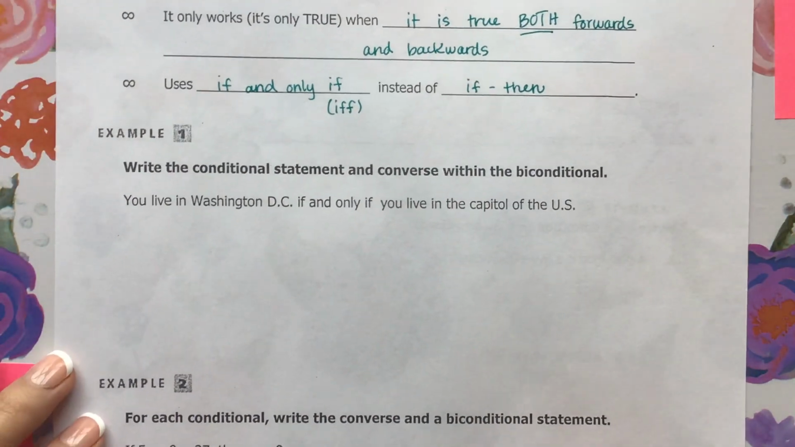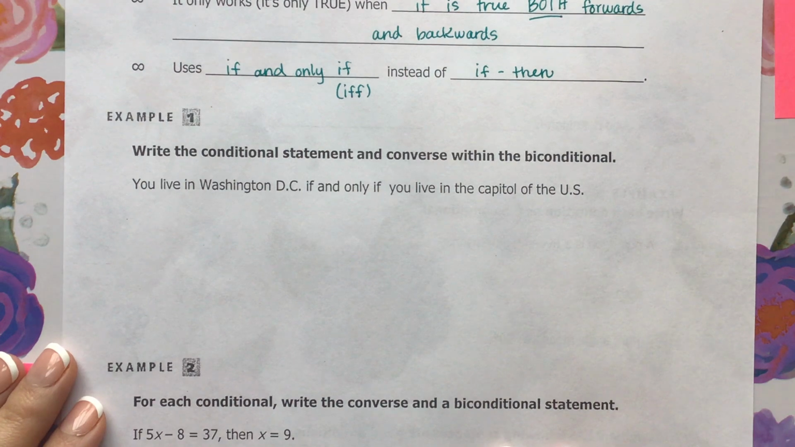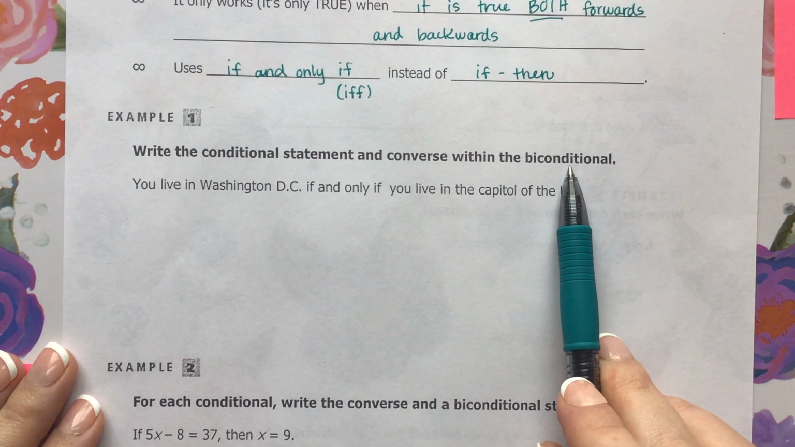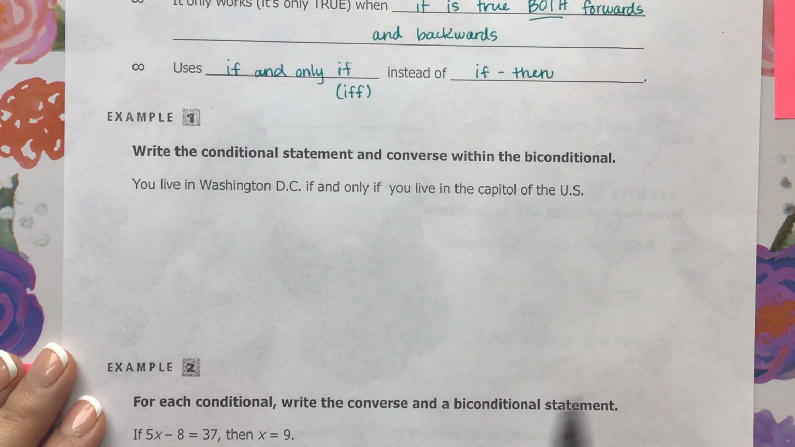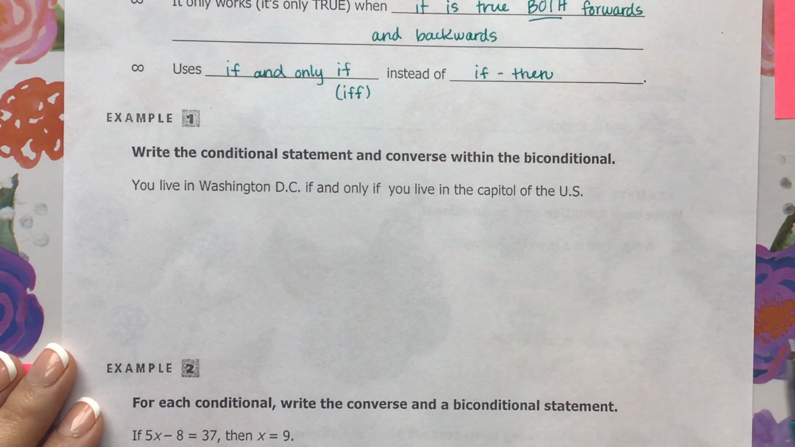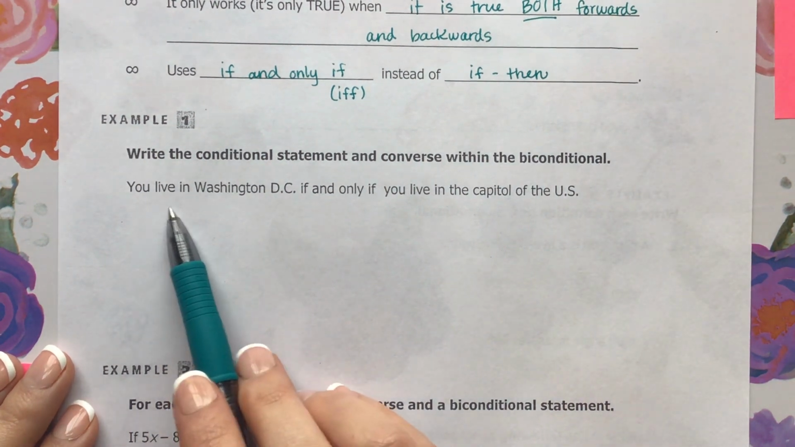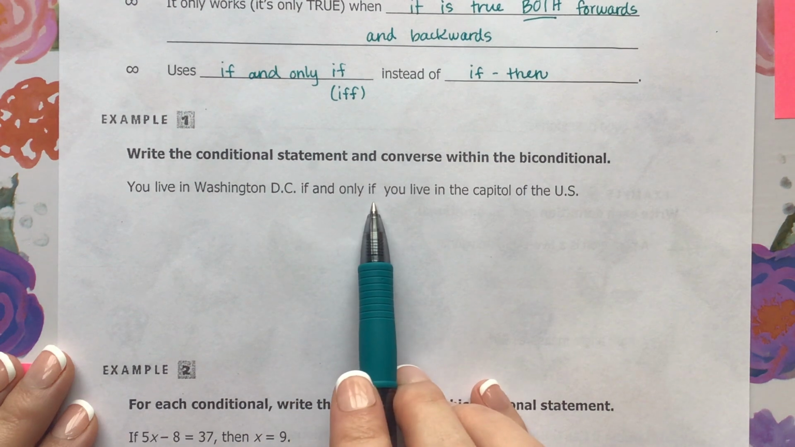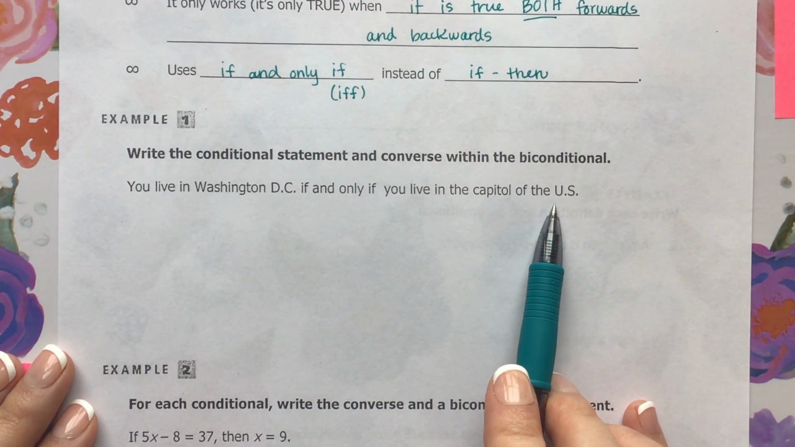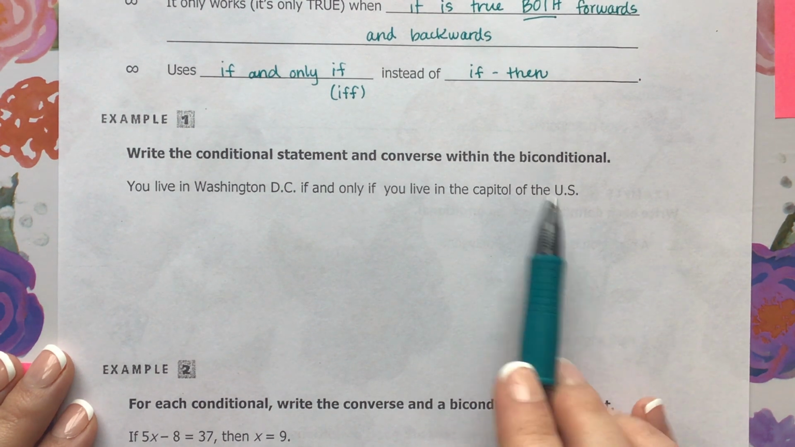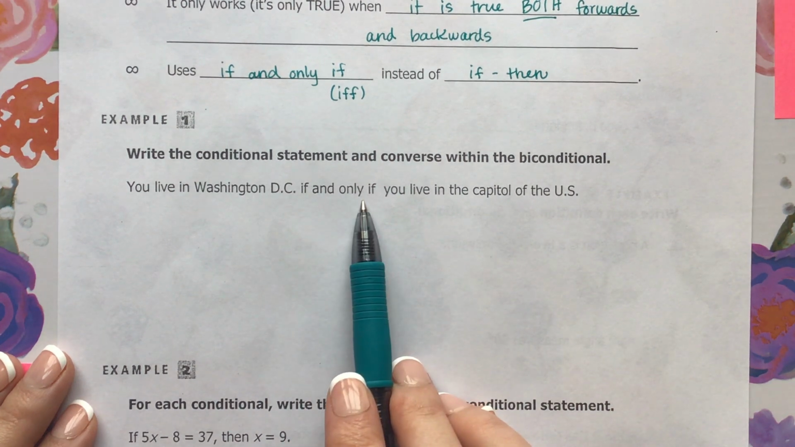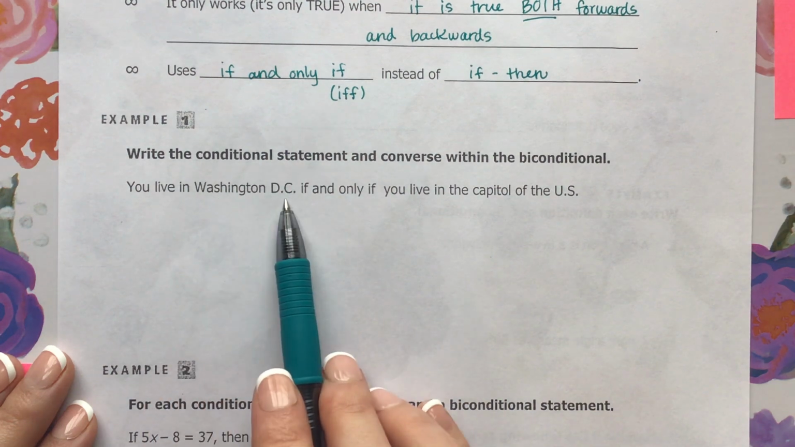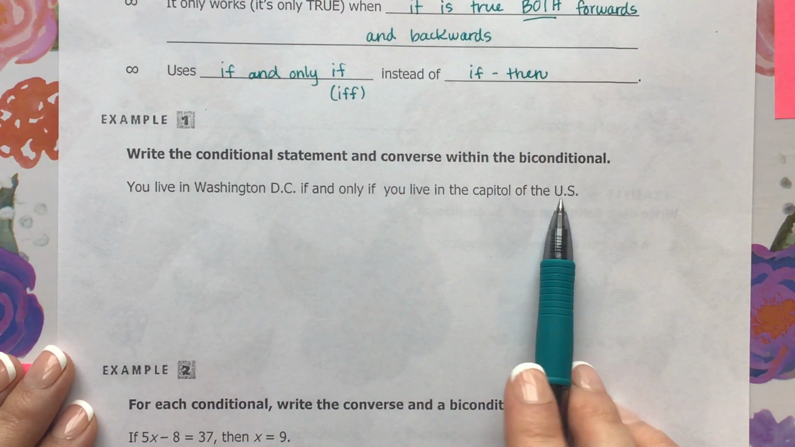Let's see that in action with a couple examples. So first we have example 1, and it says write the conditional statement and converse within the biconditional. So we already have a biconditional. We're going to write it as two individual conditionals, being the converse of each other. So here it says, you live in Washington, D.C. if and only if you live in the capital of the U.S. So we're going to break this up into an if-then statement first. We know it's a biconditional because of the if and only if, but we just want it to be a regular conditional. So the first one is going to be, if you live in Washington, D.C., then you live in the capital of the U.S.